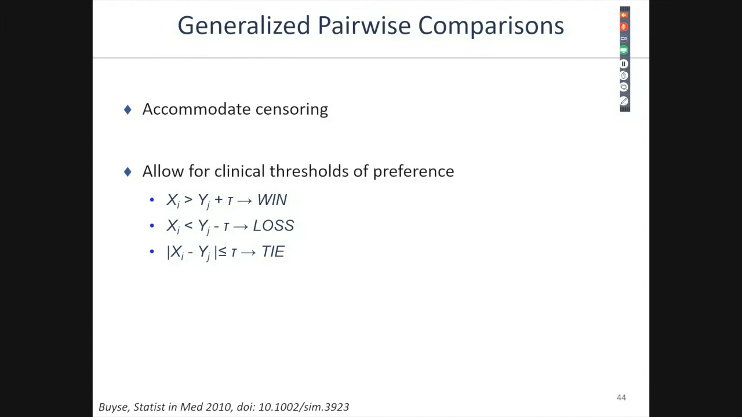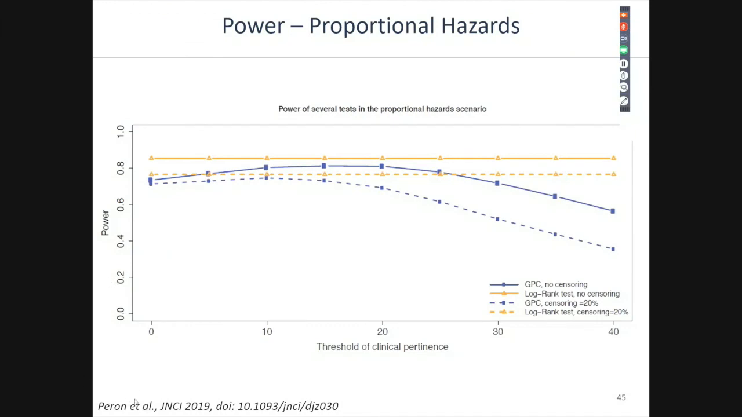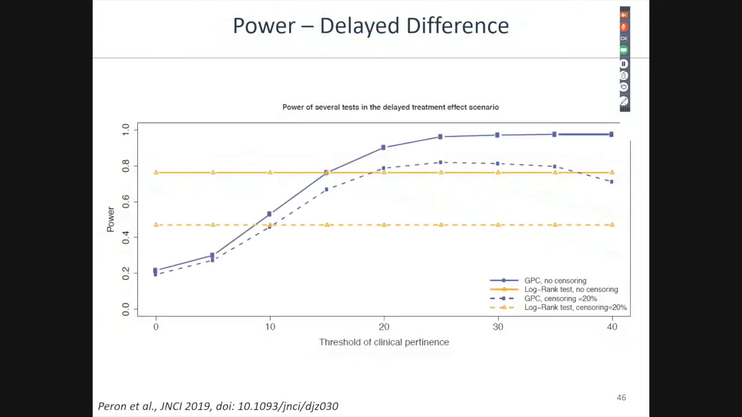Now, how does this approach work in situations where you might have proportional hazards or non-proportional hazards? These are simulations which were fully presented in this paper by Julien Perron and colleagues. We have here the case with non-censoring and censoring. We compare the test based on the generalized pairwise comparisons versus the classical Logrank test. And in proportional hazard situation, you could say that the GPC is less powerful than the Logrank test. However, if you have a delayed difference, so delayed treatment effect, it appears that with a proper choice of the threshold of clinical relevance, you can see now that the GPC approach, the blue curve, is showing a higher power than the orange curves, which are showing the power for the Logrank test.